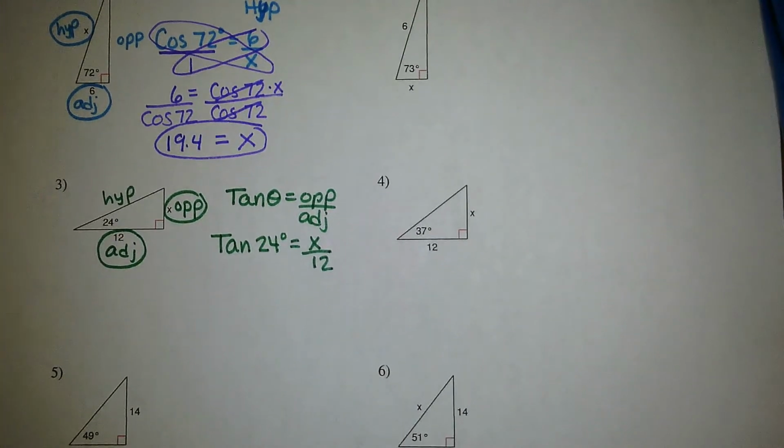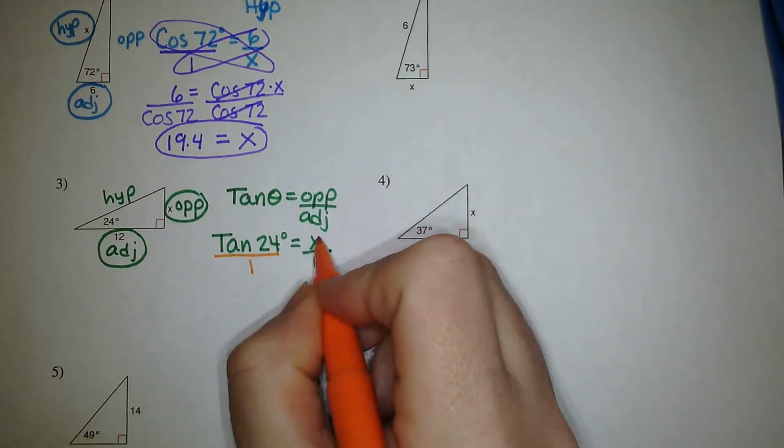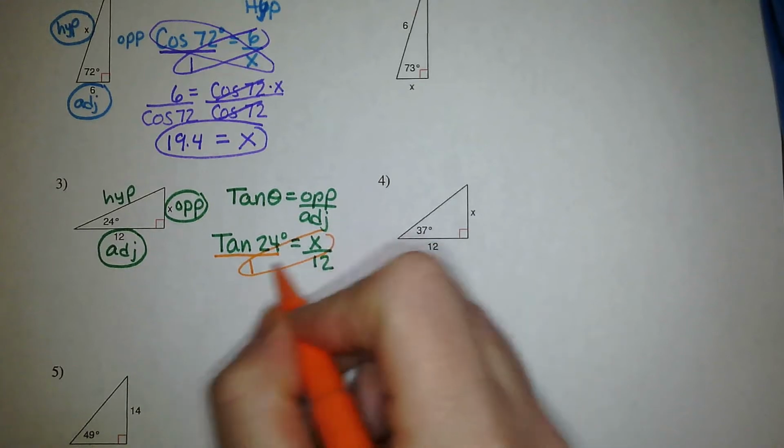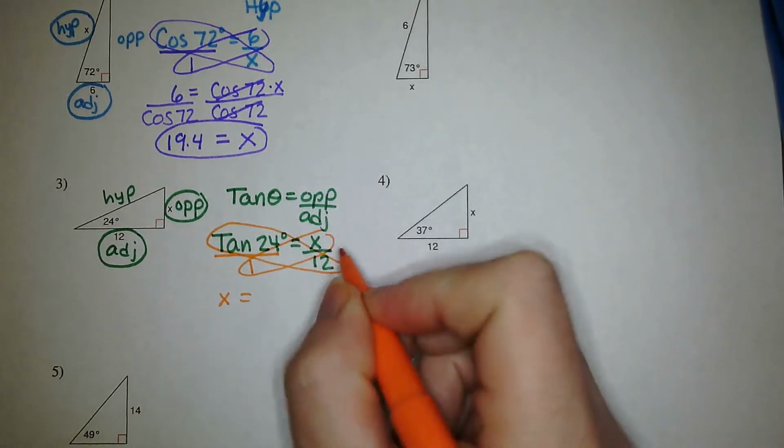Now it's time for me to solve it. So in solving, what I'm going to do is cross multiply. So I'm going to put this over 1. I'm going to cross multiply. I need 1 times x, and I need 12 times the tangent of 24.